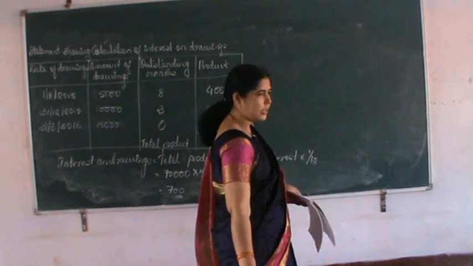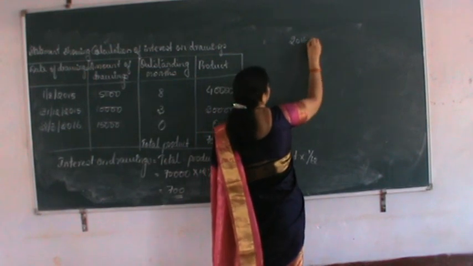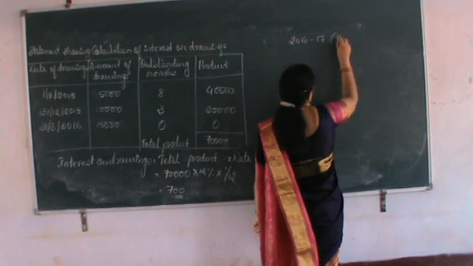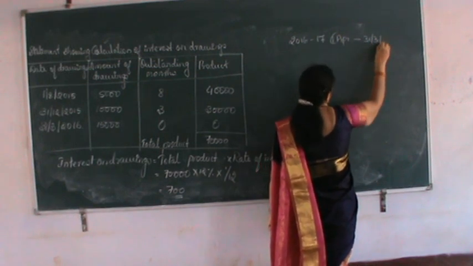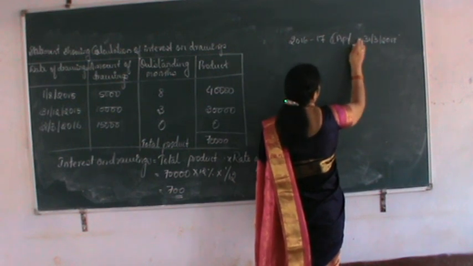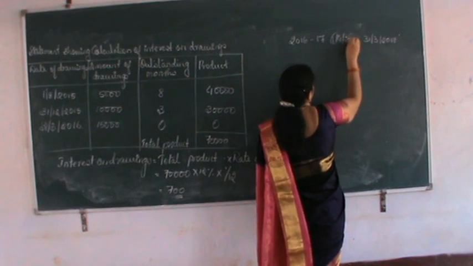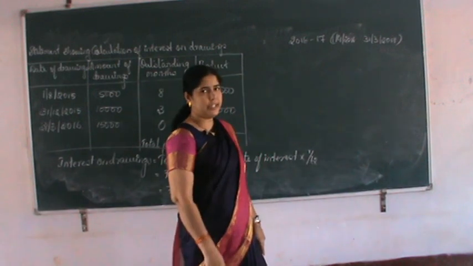So here we have been given that accounting year as 2016-17. It means that the accounting year starts on 1st April and ends on 31st March 2017. It starts from 1/4/2016 and ends on 31st March 2017.